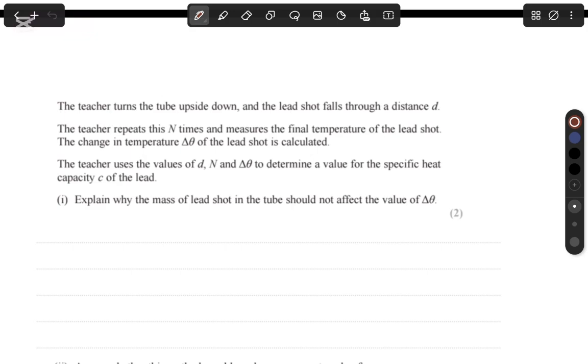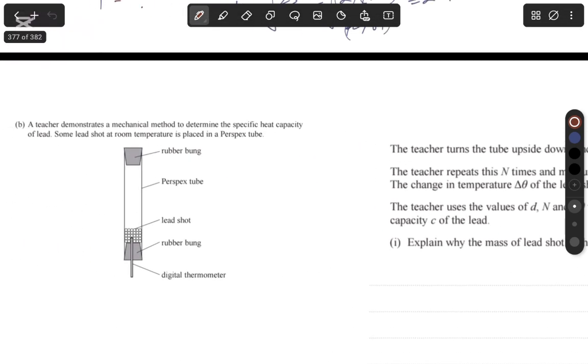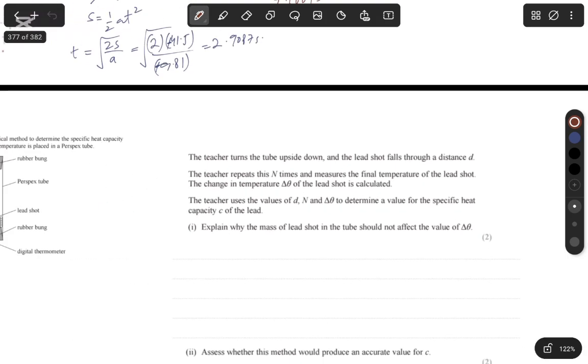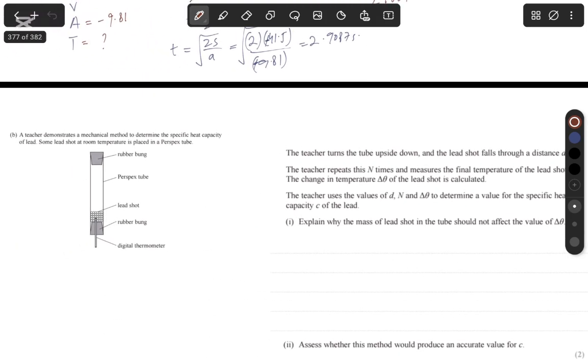So the teacher will flip this up and down, right? And she'll do it a number of times, and then she'll note down the final temperature, and then she'll find the change in temperature. The teacher uses the values of d, n, and change in temperature to determine the value of specific heat capacity of lead. Now, before we further answer this question, let me show you what's actually happening.